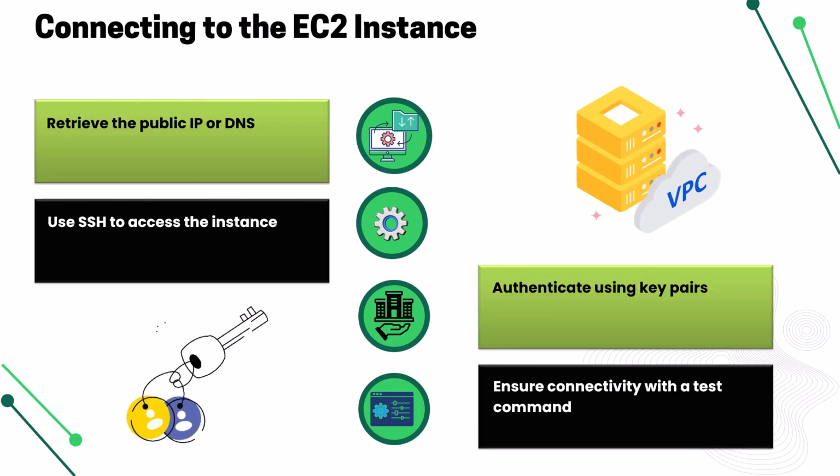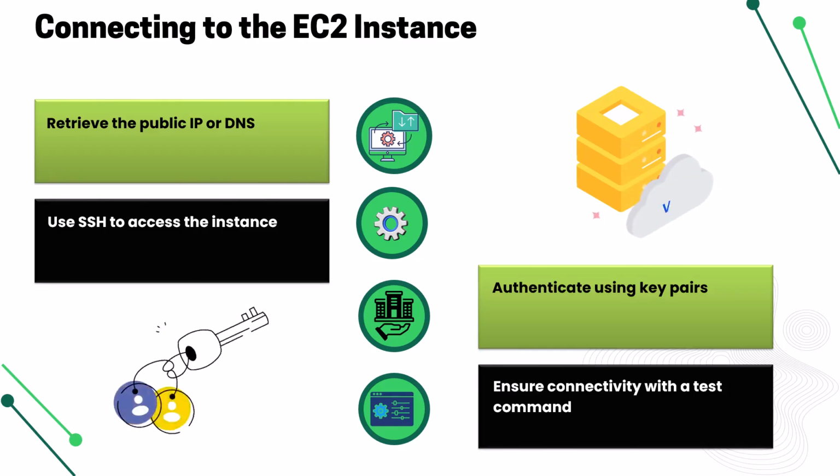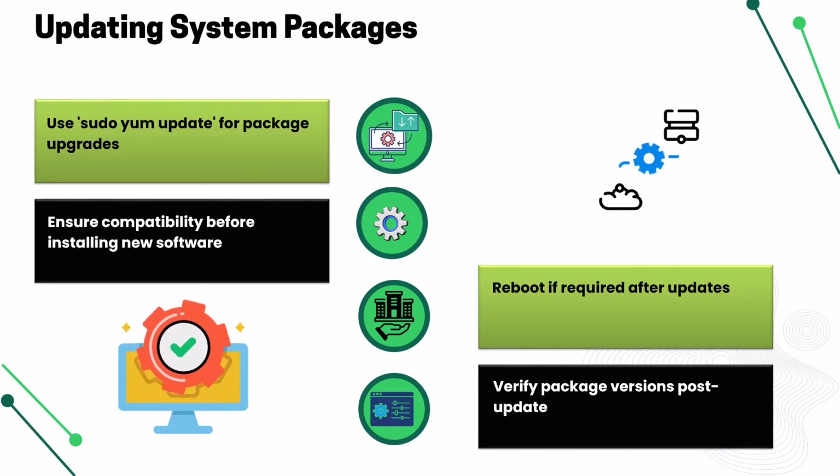Now let's connect. Grab the instance's public IP, fire up SSH, and authenticate using key pairs, your digital keys to the kingdom. A quick test command confirms everything's working. Congratulations, you're in.